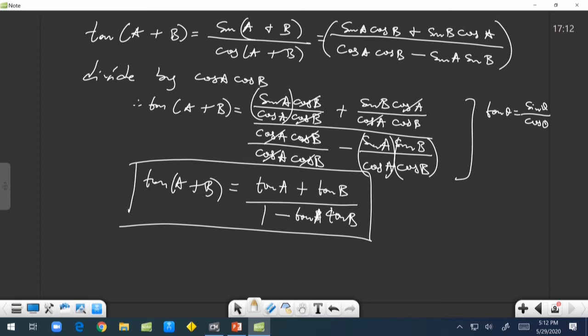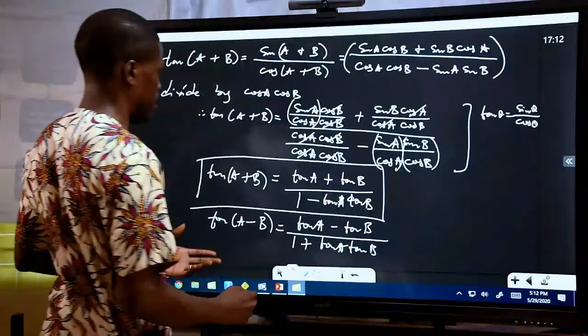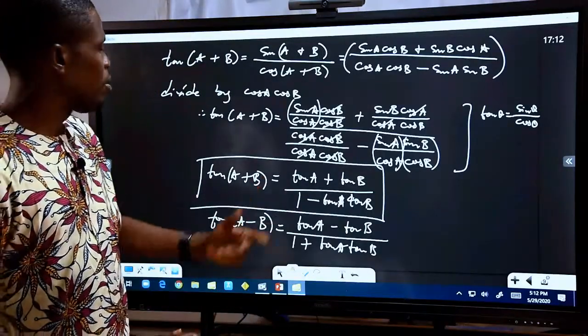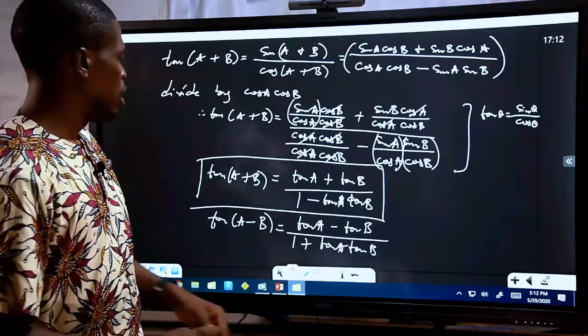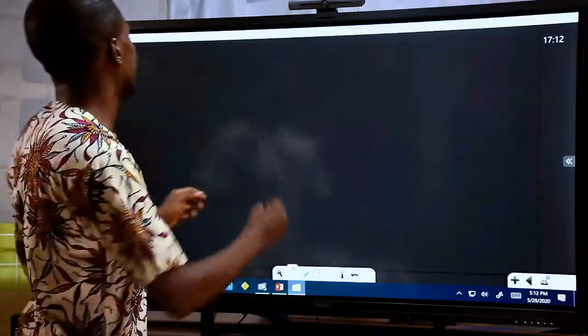So with that, you can solve for tan A minus B. You can deal with this. When you deal with it, you'll be able to see that this will give us tan A minus tan B, all divided by 1 plus tan A tan B. So you can do this at home and see how the relation, using the same concept, you'll be able to arrive at an answer. Okay, so let's solve a question using that approach.